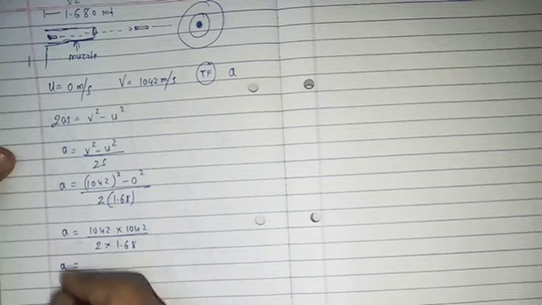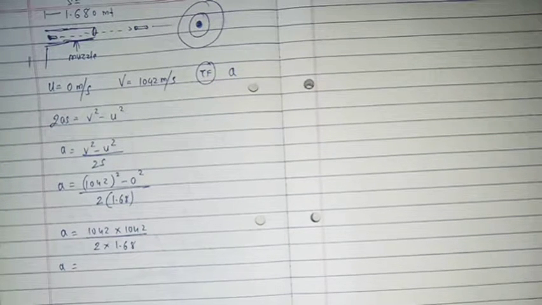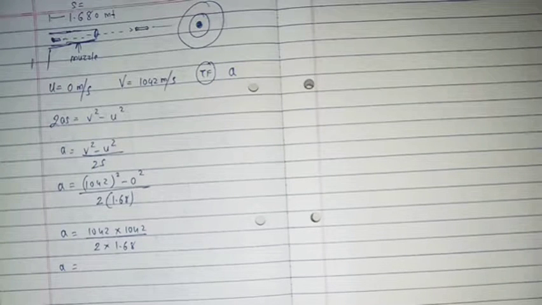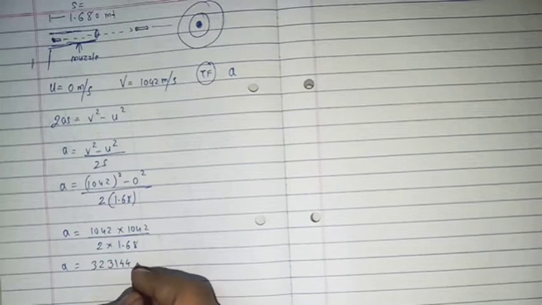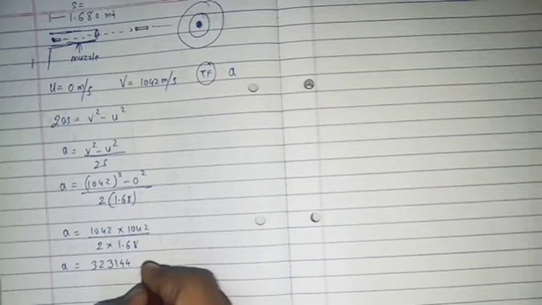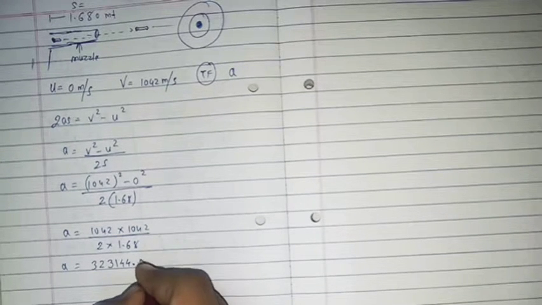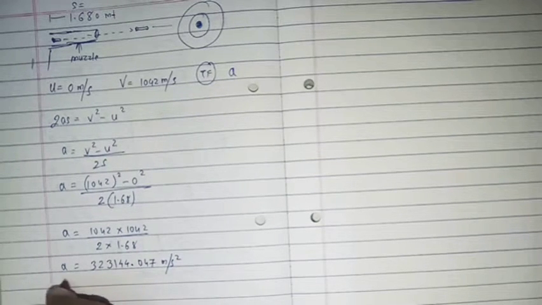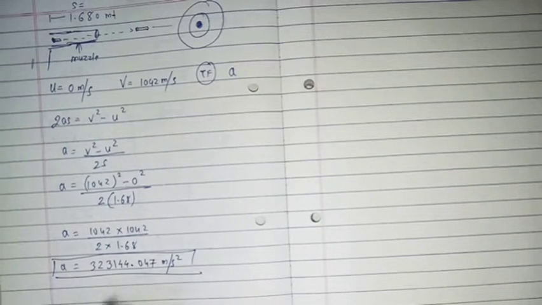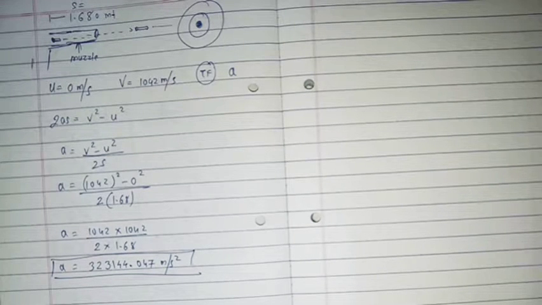So we have to use a calculator here. What comes is 323,144 something, 0.047 meter per second square. So this is the acceleration.